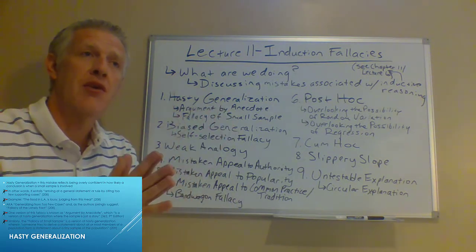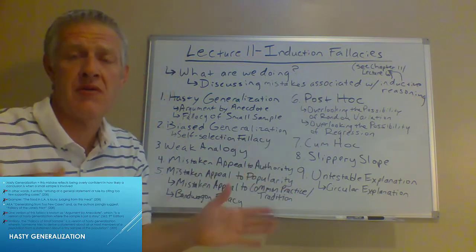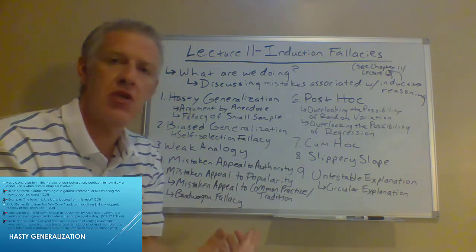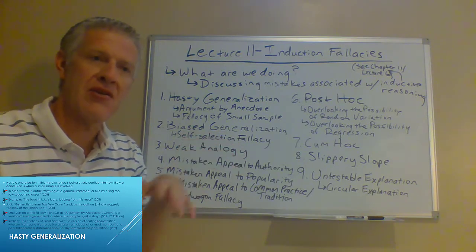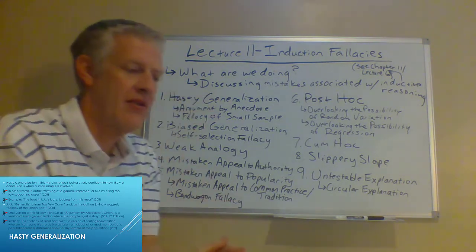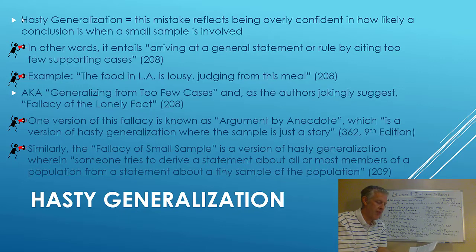That's much more broad, and you're suggesting it's true of the entire population based on an examination of too few members of the population. You need to examine more members of the population to be drawing the conclusion you are. Now, if you're careful in couching your conclusion, and it matches what you're basing it on, and it's not couched too extreme given your evidence, then there's no mistake. But what happens in these instances is the conclusion is too strong, given what they're taking a look at. So, at the bottom of slide 3, quoting page 209, the fallacy of small sample is a version of hasty generalization wherein, quote, someone tries to derive a statement about all or most members of the population from a statement about a tiny sample of the population, end quote.